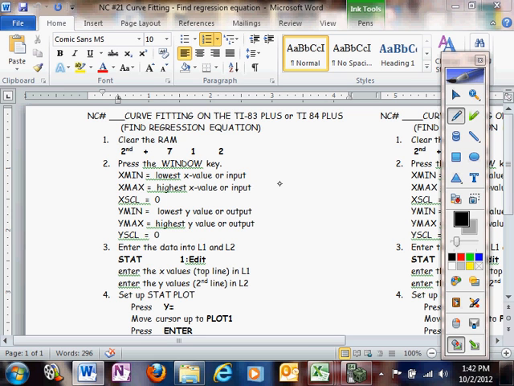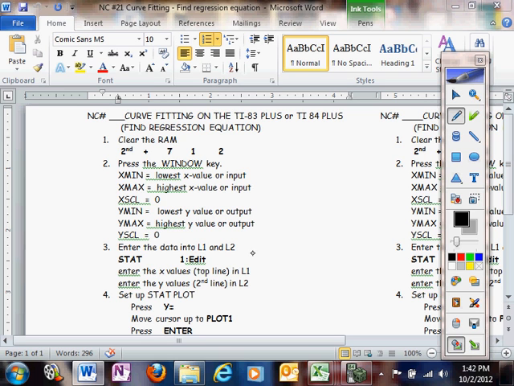Number 2, you want to press the window key and then set the parameters of your window using the data within the problem, and I'll show you what that's about. You have X minimum, which is your lowest X value, X max, which is your highest X value, and so forth and so on. X scale, Y scale will always be 0.